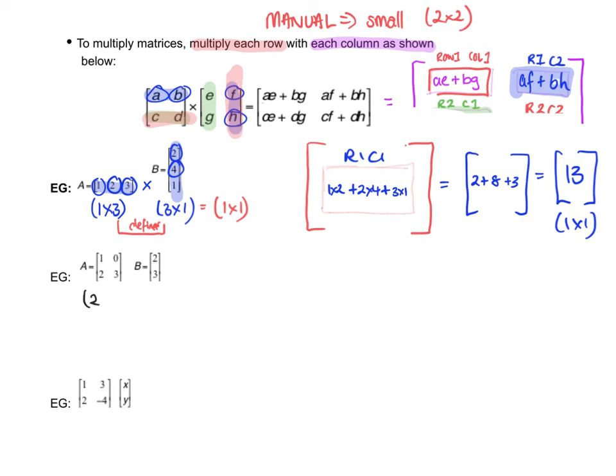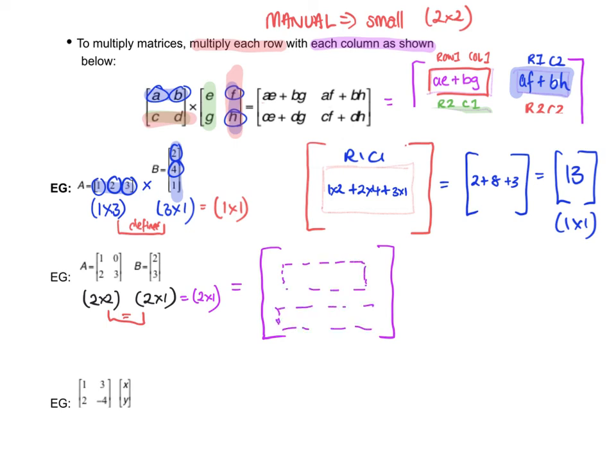So A is a 2 by 2 and B is a 2 by 1. Is it defined? Yes, it is. And what will its order be? It'll be a 2 by 1. Good. So I'm going to draw up that, 2 rows, 1 column. I'm just putting a little spot in there so I know how many elements I need to have in there.